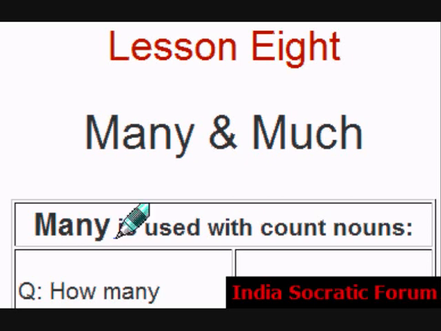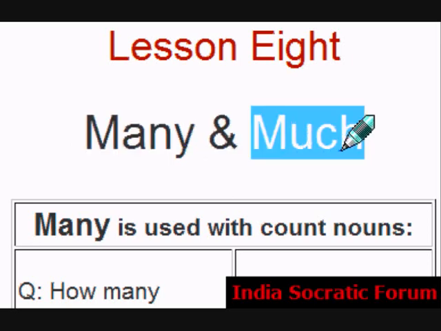Lesson 8, Many and Much. Let us see how we use these words.